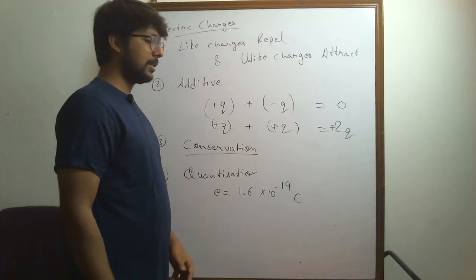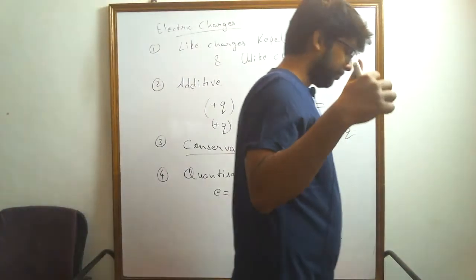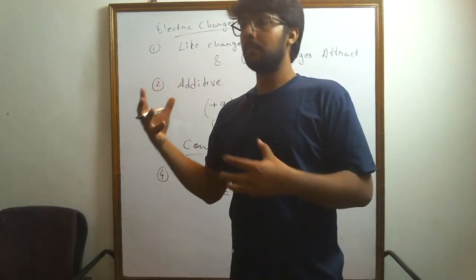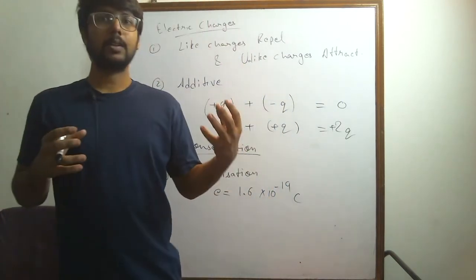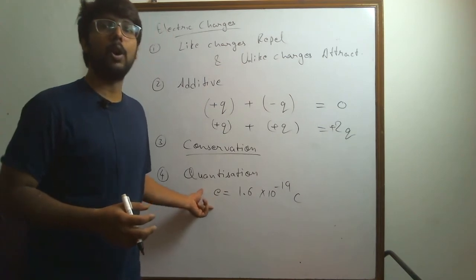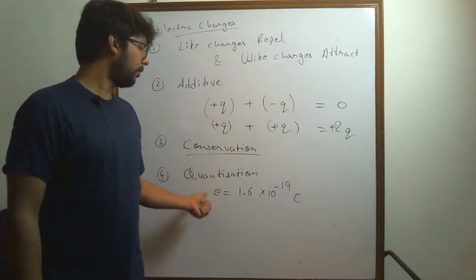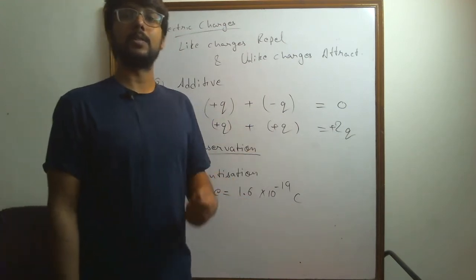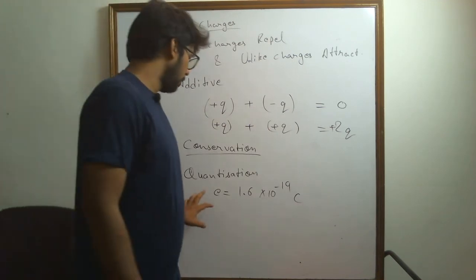So E is the charge on a single electron, and every charge that we see around us, maybe on a bigger body or maybe in a wire, is always a multiple of E. That means everything is made up of multiples of E. All charge is made up of multiples of E. That's what quantization means, right? So this is very important.